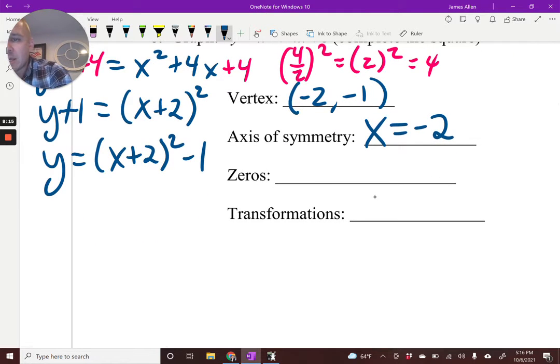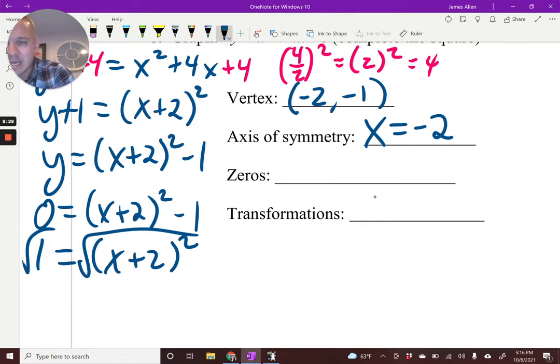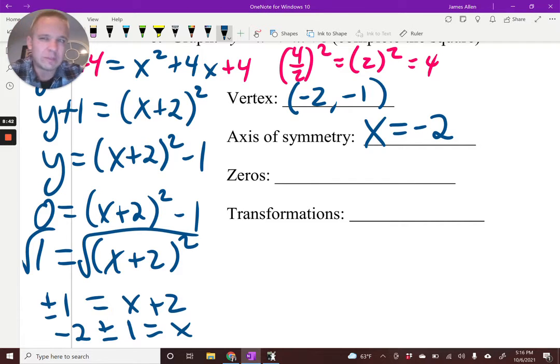Check this out. So I have 0 equals (x plus 2) squared minus 1, right? Because I'm trying to find my zeros. I'll add 1: (x plus 2) squared equals 1. If I square root both sides, I get plus or minus 1 equals x plus 2. So I'm going to have 1 minus 2. Let's see here. Actually, I'm going to rewrite that one more time. Negative 2 plus or minus 1 equals x. A little backwards, but whatever.